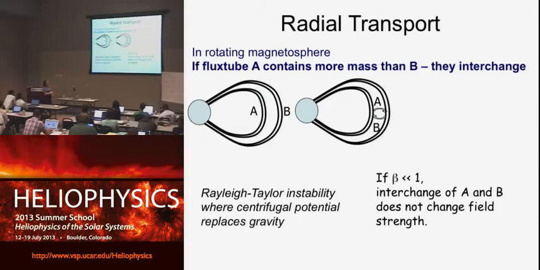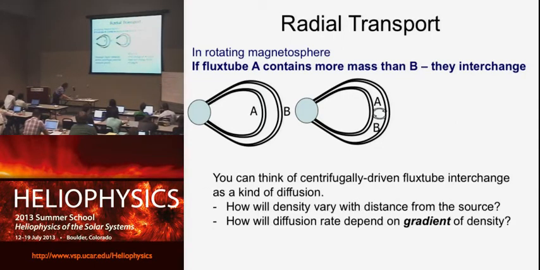But if you have one flux tube A, which has a lot of mass in it, and flux tube B has a little mass, then it will interchange. In the same way that if you have a heavy fluid on top of a light fluid, with a small perturbation, it will turn over. So this is like a Rayleigh-Taylor instability where centrifugal potential replaces gravity, okay? So these will interchange.